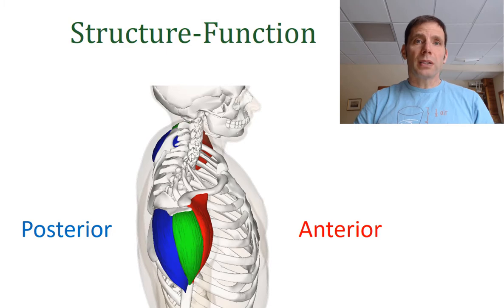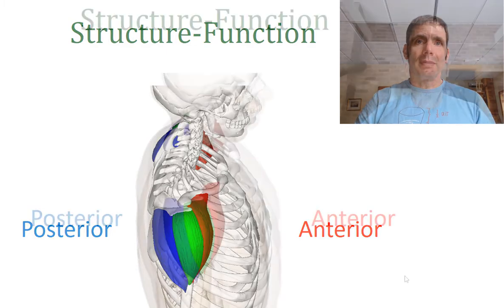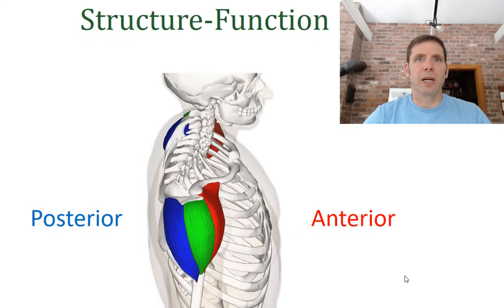Now let's talk about structure and function in the human body. A lot of people, when they think about anatomy and physiology, think about identification of muscles and how those muscles work with bones. So that's a reasonable place to start.